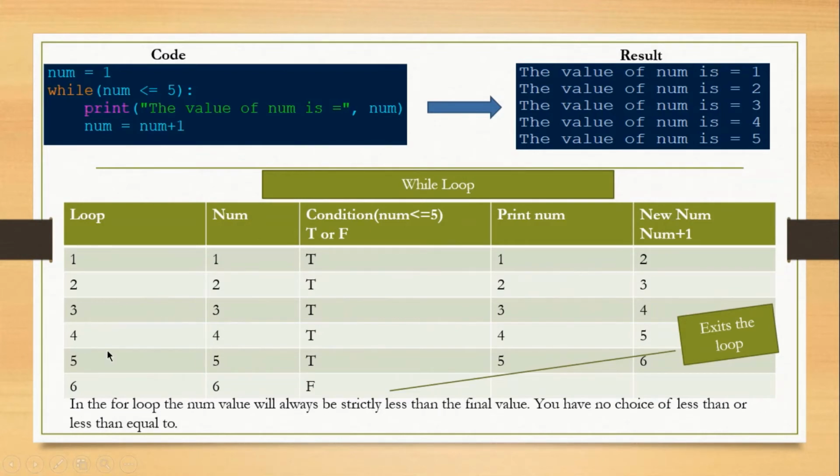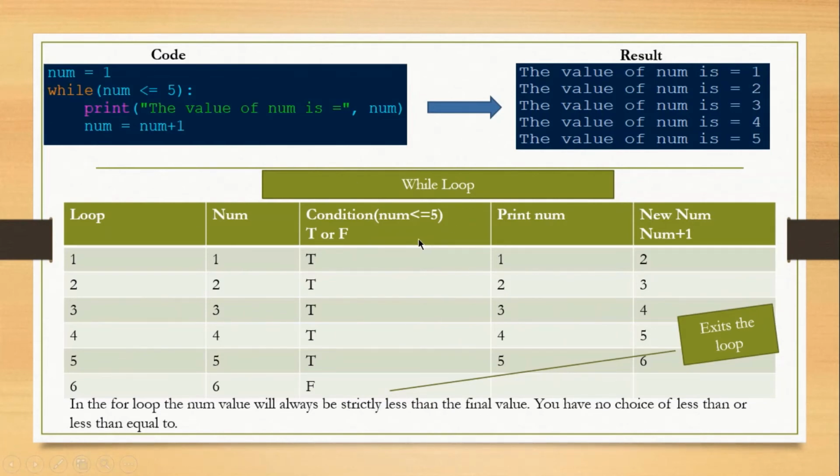Then in the fifth loop, num is going to be equal to 5. So it's going to be true again, and print num is going to be equal to 5. Num plus 1 is 6. But for 6, the condition is not satisfied. So Python says that this cannot be satisfied and it exits the loop. And that's the reason only 1, 2, 3, 4 and 5 are printed.